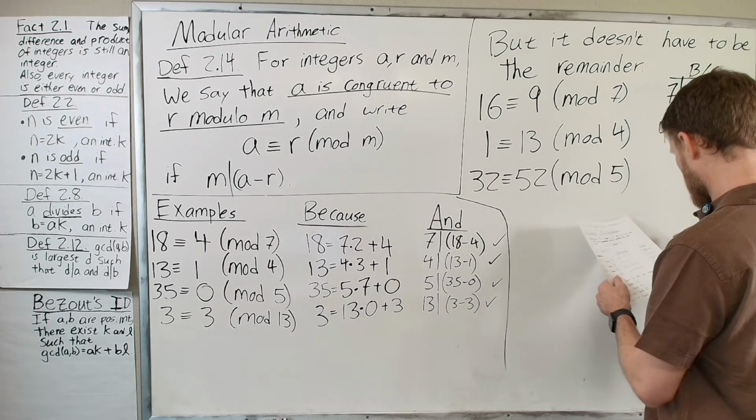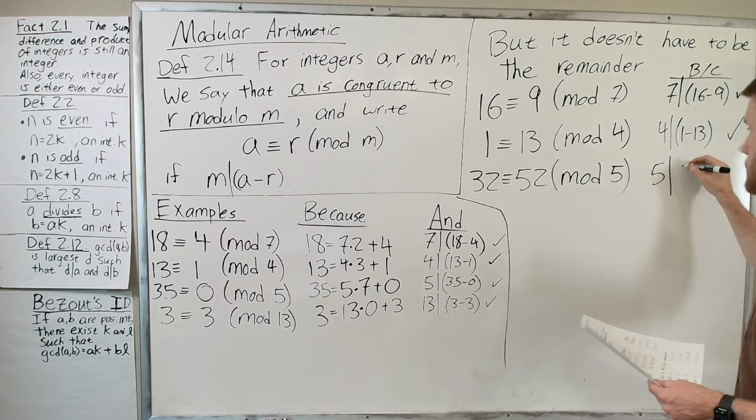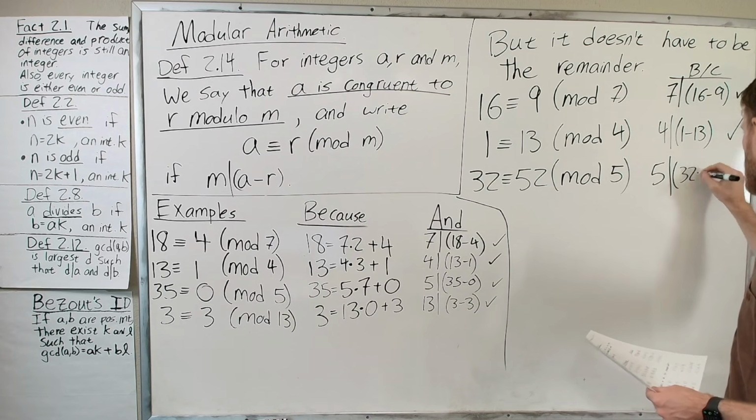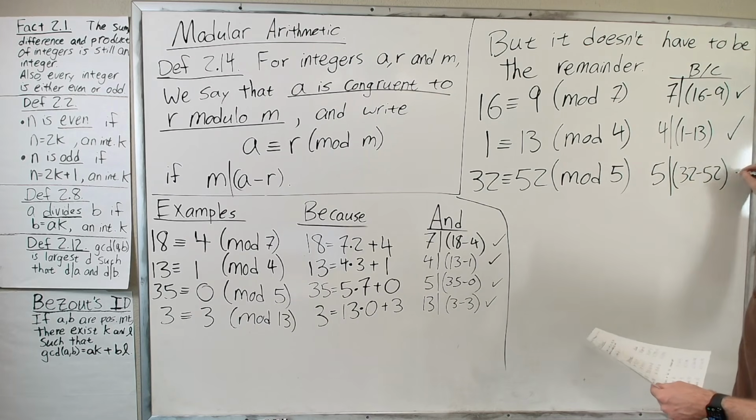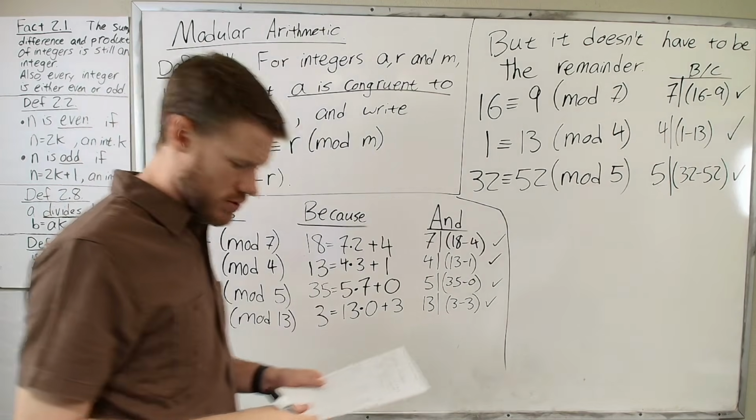Okay? And it's true because we can also check the definition. Does 5 divide negative 20? Yes, 5 does divide negative 20. 32 minus 52 is negative 20.